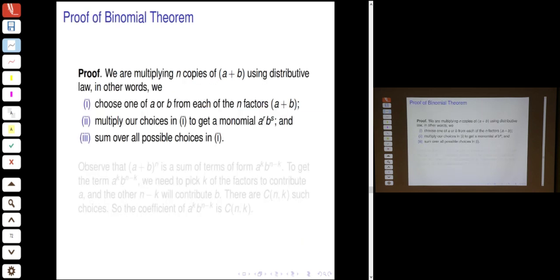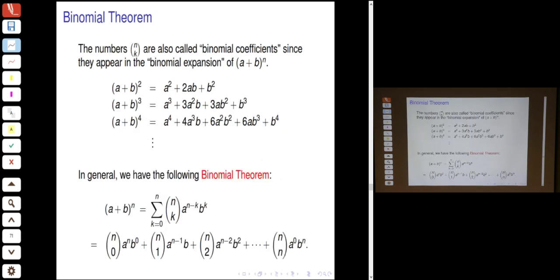So there's a proof. How do I get why there's n choose something? I think you believe me that every term, if you expand, must have this form. You have a bunch of a's and a bunch of b's, but the total number of a's and b's must be n, because this is an n-fold product. Each time you choose one number, so the total has to be n. Any term must be some a's and some b's.